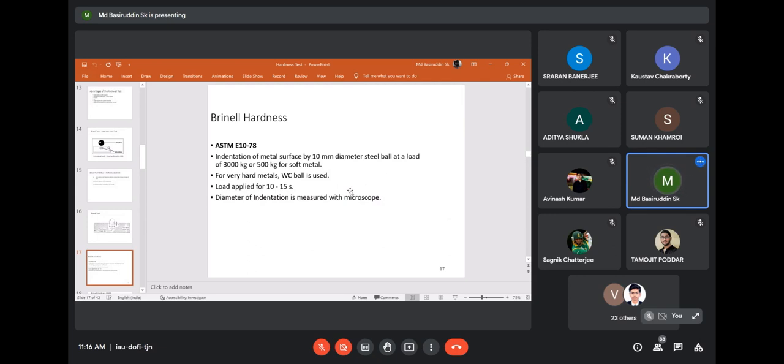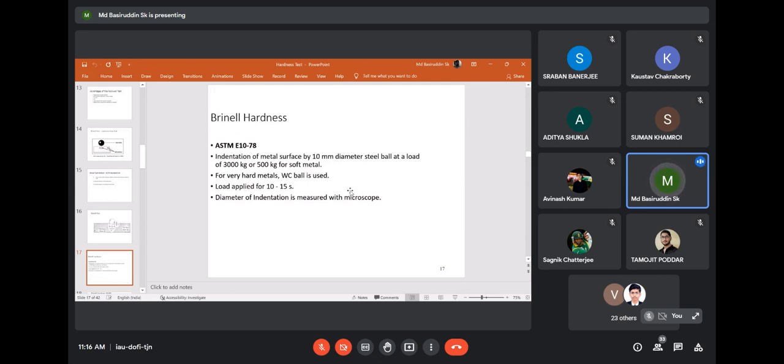Then you need to remove the load and you will find that due to some elastic deformation or elastic recovery, your dial reading, whatever value you got during deformation, will be reduced to some extent because of elastic recovery. Finally, where the indicator settles, that particular value you need to put in your results or in your report.